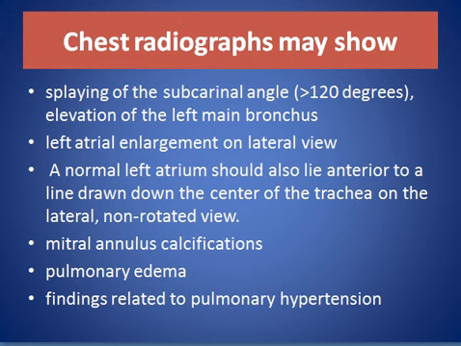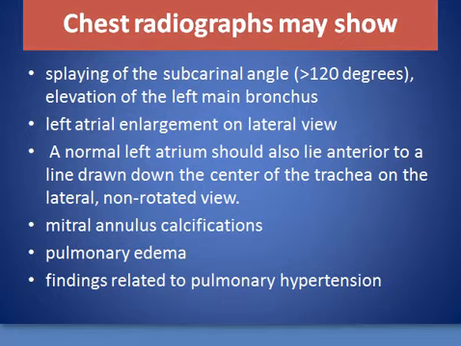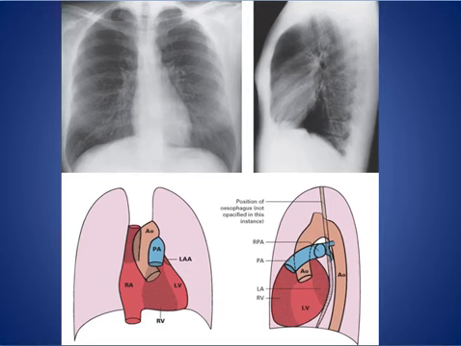A normal left atrium should also lie anterior to the line drawn down to the center of the trachea on the dead lateral view, in a non-rotated patient. Other signs include mitral annular calcification, pulmonary edema, and signs of pulmonary hypertension. Let us see some examples.